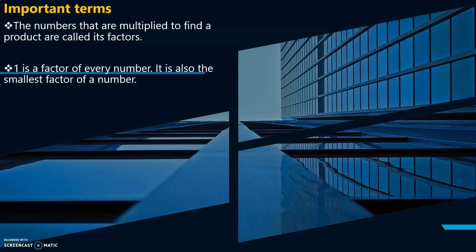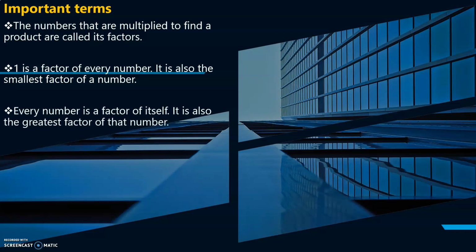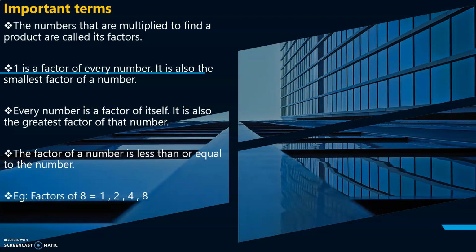One is a factor of every number. It is also the smallest factor of a number. Every number is a factor of itself. It is also the greatest factor of that number. The factor of a number is less than or equal to the given number.